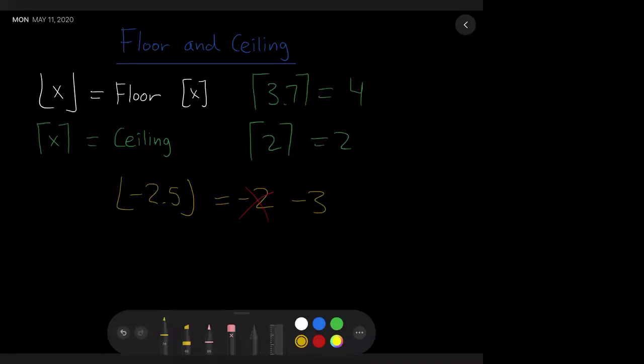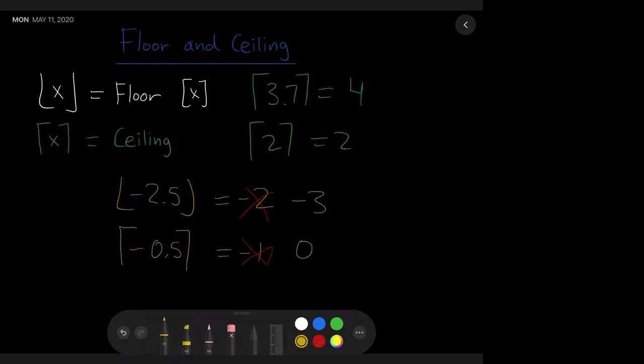And the same thing happens with ceiling. They see a negative 0.5 and their mind just autopilots and they say negative 1. Wrong again. This is 0. I think this is probably the most common silly mistake concerning floors and ceilings. With negative numbers, you tend to do this. So don't do it. This has been your warning.